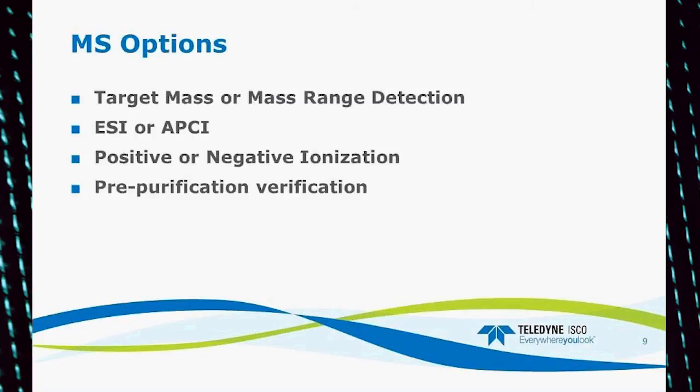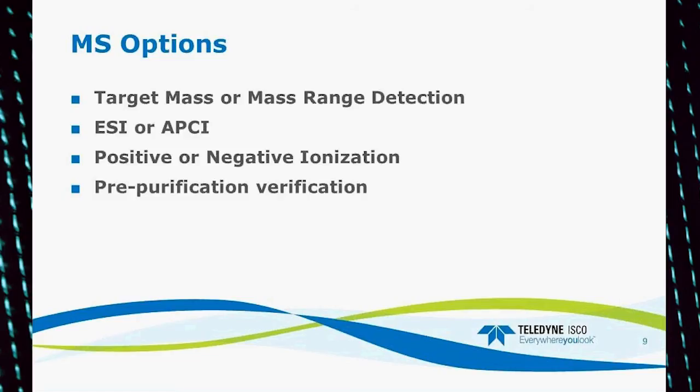Some of the options that are available on the peak track side is the ability to determine whether you want a target mass to be detected or a mass range, and we talked about that a little bit earlier. The Purion comes standard with an ESI, or electrospray ionization, interface. There is an option for APCI, or atmospheric pressure chemical ionization. It's typically used for compounds where it's more difficult for the compound to be ionized. So I believe in most, probably 80% or more of the LC mass specs in use today, they use the electrospray ionization process.